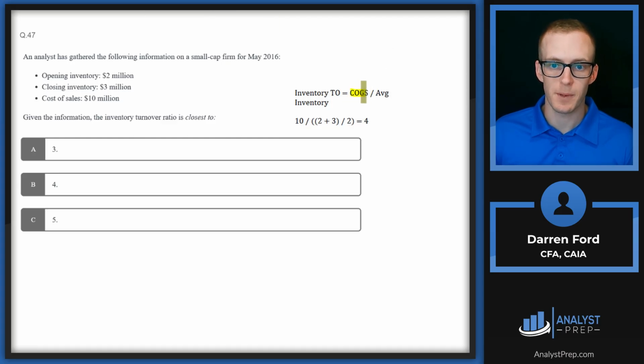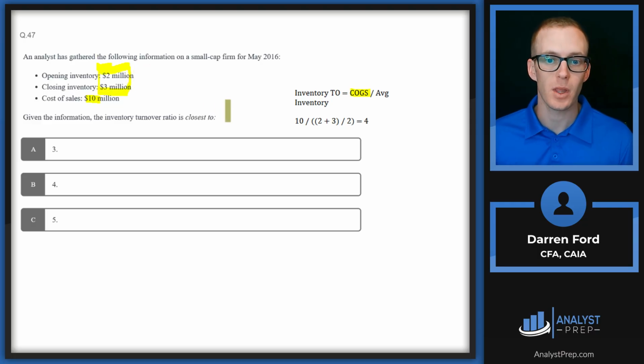Inventory turnover is going to be our cost of goods sold divided by average inventory. Cost of sales is 10 million. Average inventory is going to be the average between these two. So 2 and 3 million, average should be 2.5 million. We'll divide that into 10, and that gives us inventory turnover of 4.